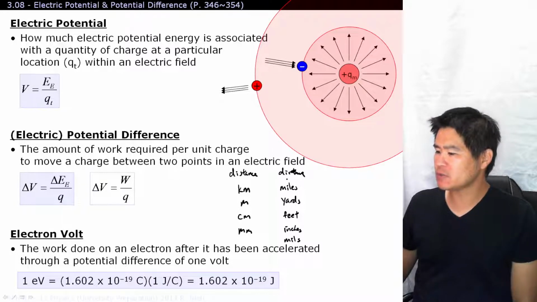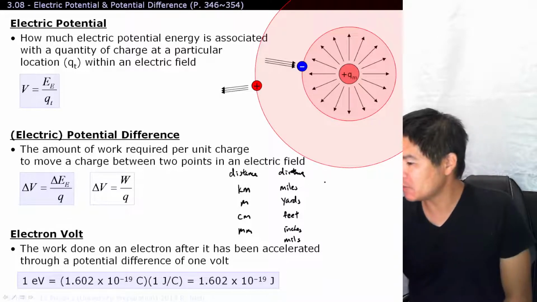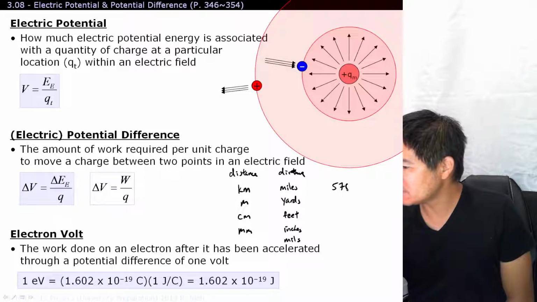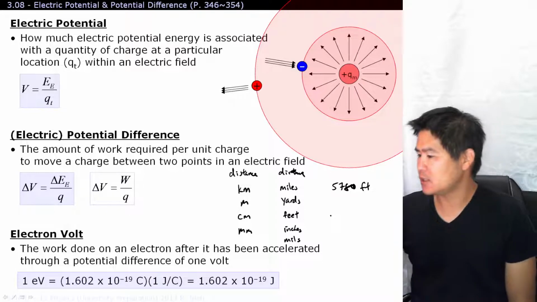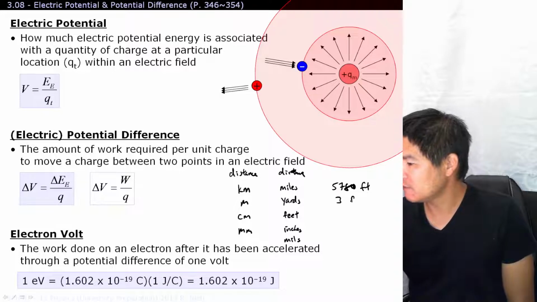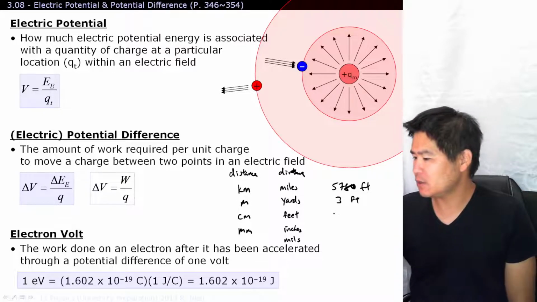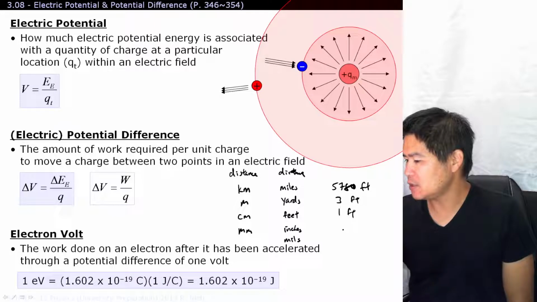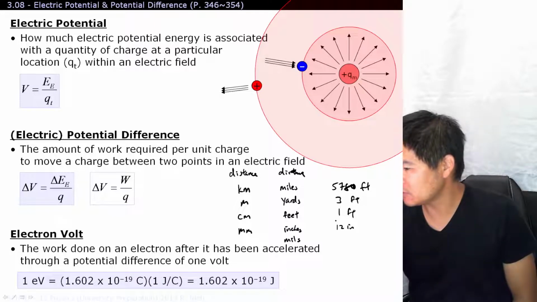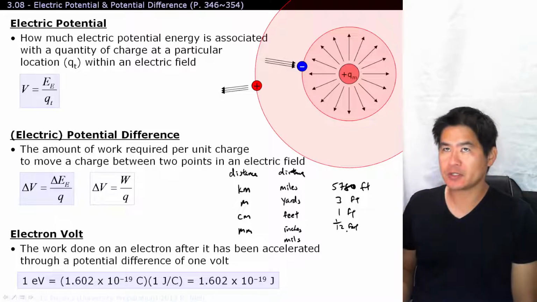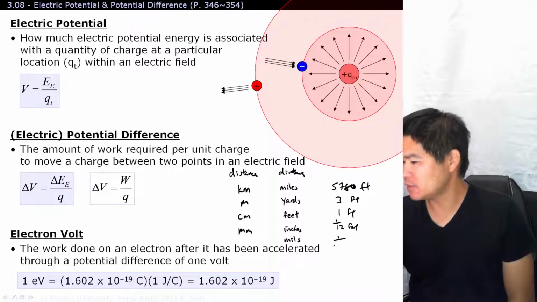The reason I'm showing you this is because the numbers are so crazy, and I can't remember what it is in miles. I think it's 5780 feet. There are 3 feet in a yard. 1 foot is 1 foot, and there are 12 inches in 1 foot, so an inch is 1/12 of a foot. A mil is 1,000th of an inch, so it'll be 1/12,000ths of a foot.